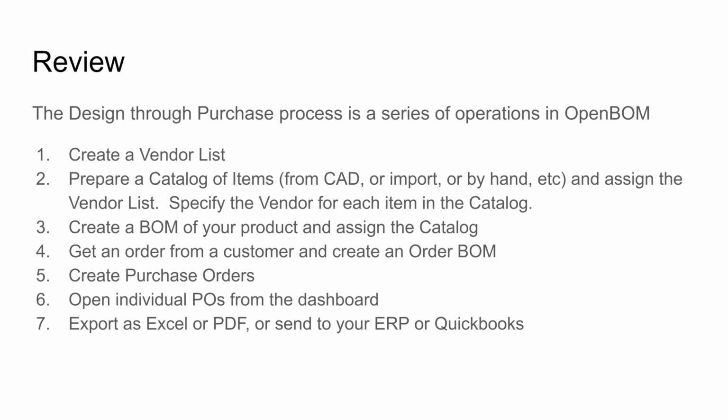We're going to prepare a catalog of items. These are the items that are used to make the products that I ship. Those can come from CAD, or maybe we import it by Excel, or maybe we typed it in, or any number of other places. It's important to assign the vendor list in there and to go through and specify a vendor for each item in the catalog. So this is vendor list preparation and catalog preparation.